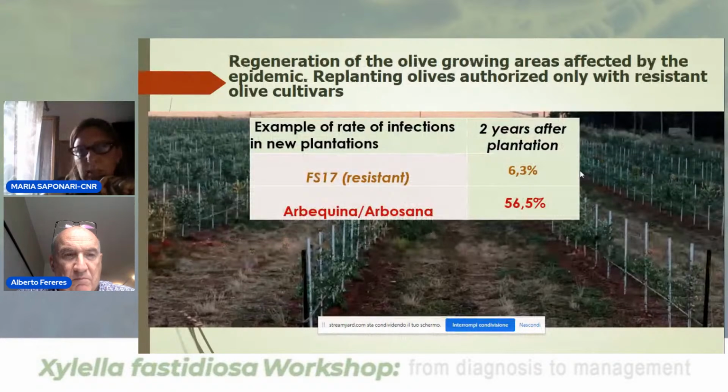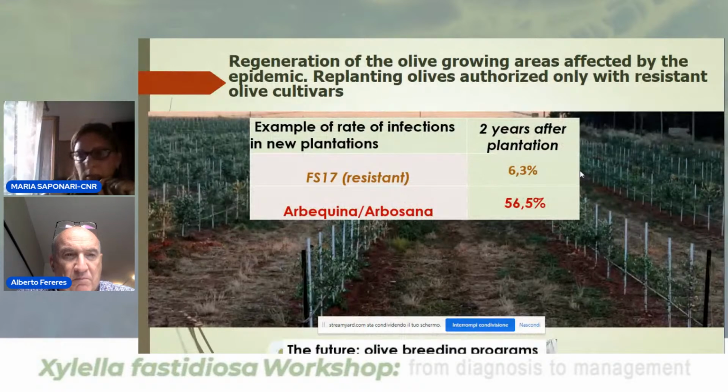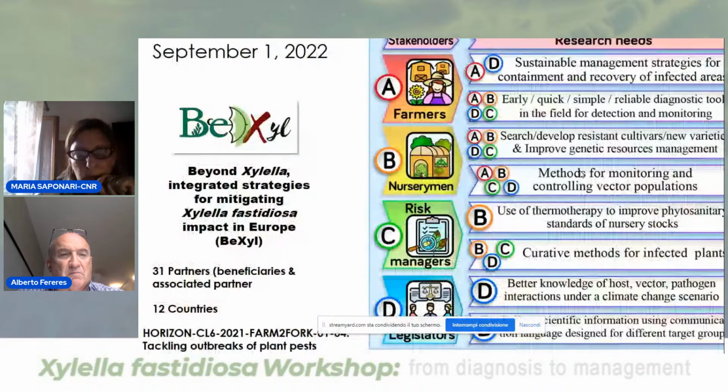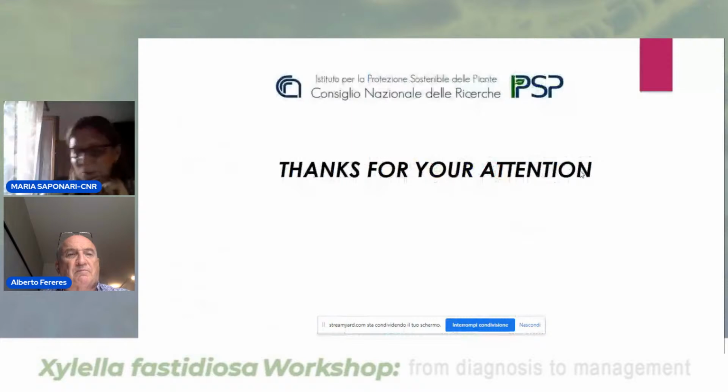As you can see here, in an example using resistant cultivars, we have limited a lot the spread of the bacterium. And as for grapes, the future will be the olive breeding programs, but it's a long way. As Alberto was saying, we are starting now a new project for Xylella, where we hope to continue to work again on developing practical solutions. Thank you very much for the attention. Sorry if I used more time.